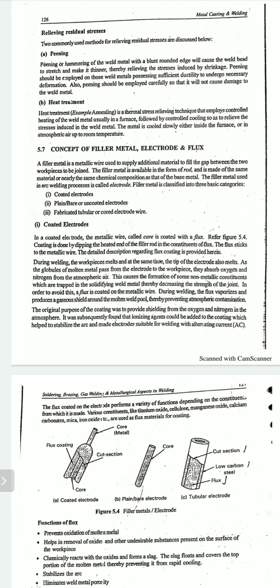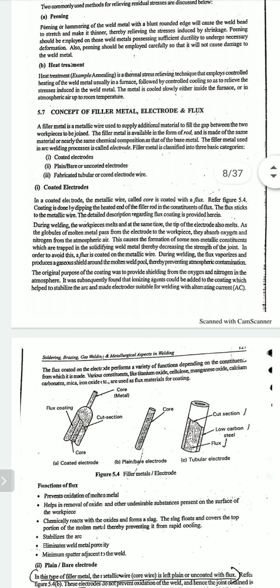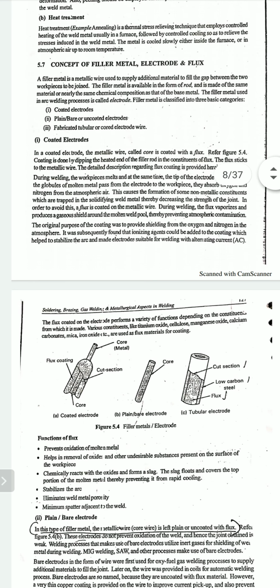For that metal wire, a coating is given at the top, which is called a coated electrode, or a metal flux coating. Now let us see which fluxes are being used and what the difference is between electrodes and flux. The coated electrodes, you have seen, are the normal welding rods which are used for welding purposes.